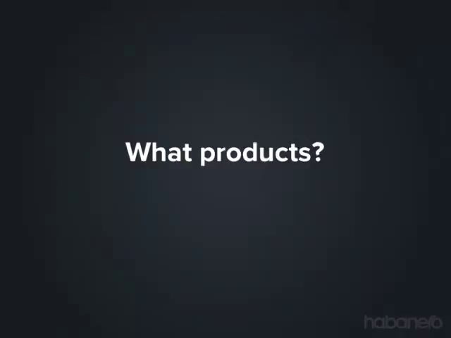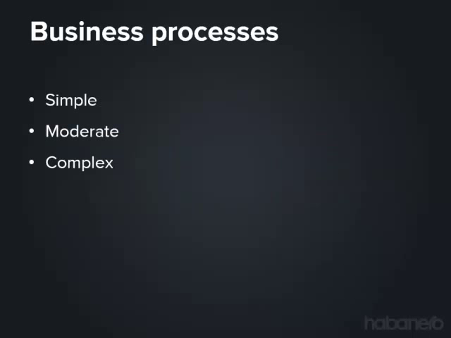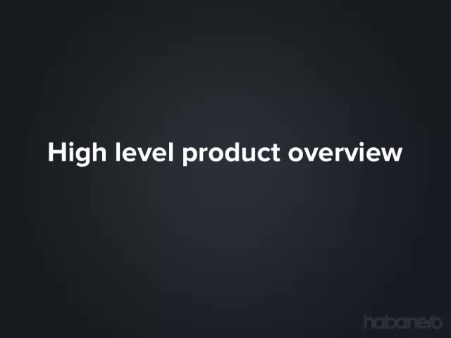So what products are we looking at? As I mentioned, we're looking at K2, AgilePoint, and Nintex. Why? They're definitely the major players in the workflow space, and they are market leaders. Just a quick note for this presentation: I'm assessing the enterprise versions of each product, not the light versions, as that's what our clients are generally purchasing. One thing that's really important when looking at these technologies is making sure they can handle simple, moderate, and complex business processes. So I'm now into the high-level product overview of each one.